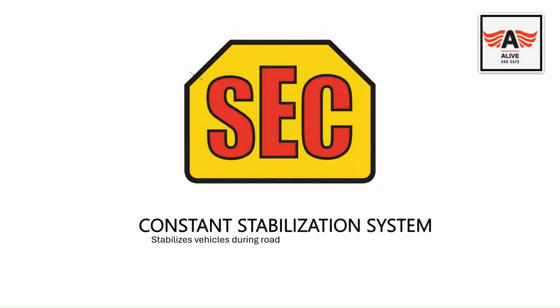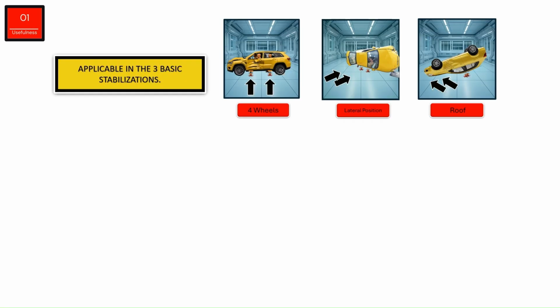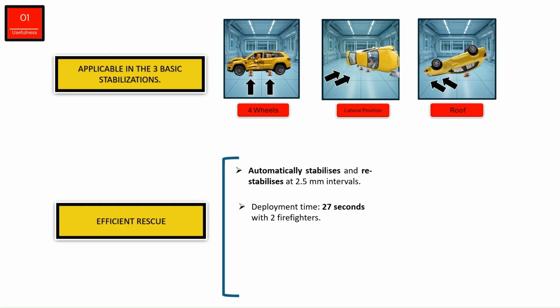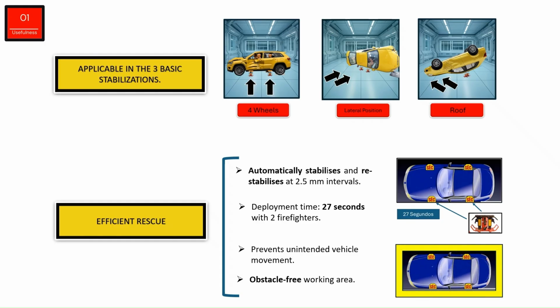The SEC tool has been developed for the stabilization of crashed vehicles. Applications. It is used for four-wheel, side, and roof stabilizations. The tool stabilizes and re-stabilizes automatically. It prevents unintentional vehicle movement and keeps the work area completely free of obstacles.